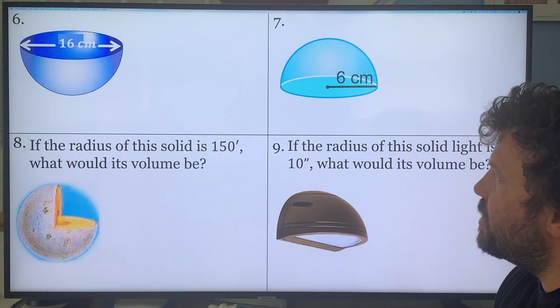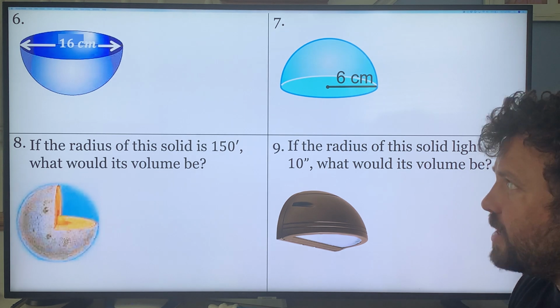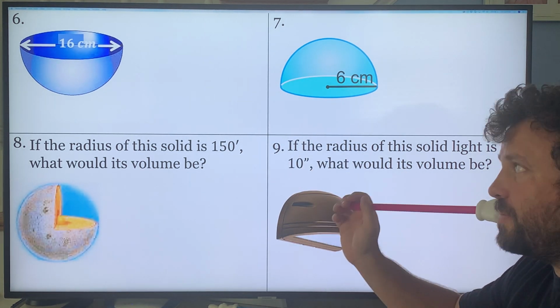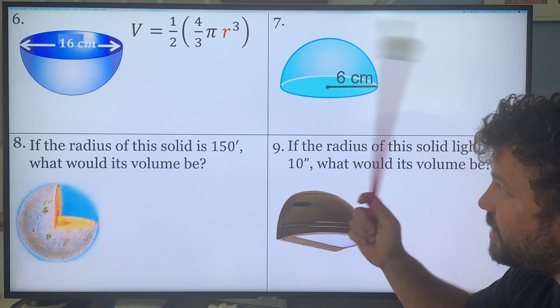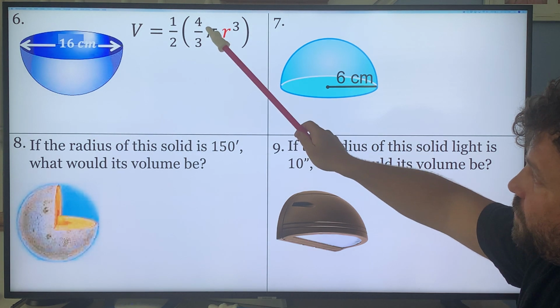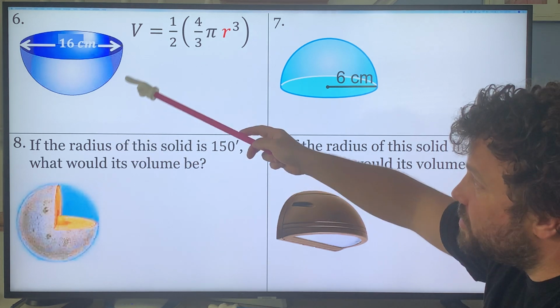All right, now let's go to some tricky ones. 6, 7, 8, and 9. Now, these are not just spheres. These are part of spheres. So number 6 is how much of a sphere? A hemisphere is half a sphere. So that's half of 4/3 pi r cubed. Half the volume of a whole sphere is half a sphere. That makes sense, right?